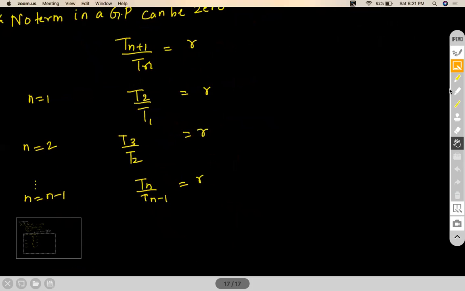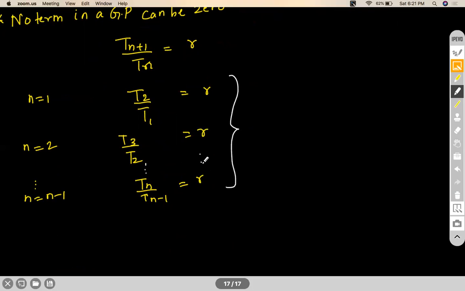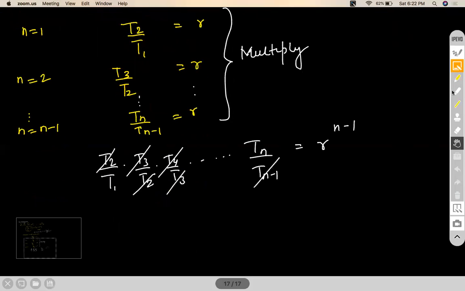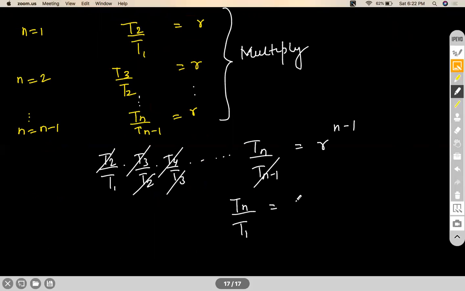Let's multiply all of them. When you multiply, you will realize that these terms will start cancelling off. This term will get cancelled with this, this with this, and this with this. Eventually, on the right side, you will have R to the power n minus 1, because there are n minus 1 R's. And on the left hand side, you'll get Tn by T1. So your Tn is T1 into R to the power n minus 1. If you're calling T1 as A, then this will become your nth term of a geometric progression.